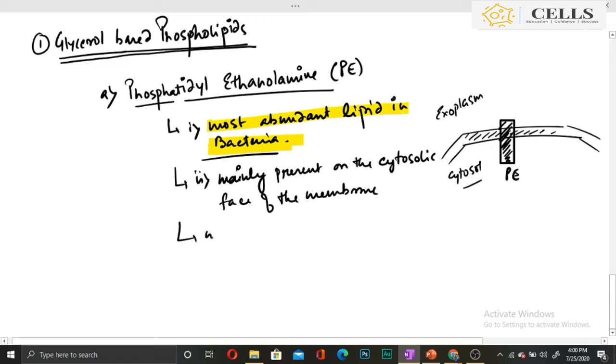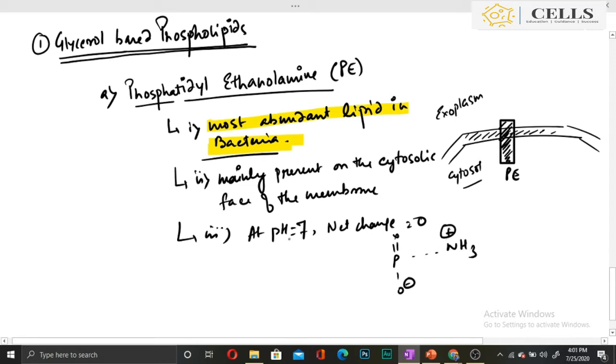Next, at pH 7, the net charge will be 0. Why? Because it is phosphatidyl ethanolamine, meaning there is a phosphate, so we will have an O minus, and the ethanolamine will go to the structure in biochemistry. We will see that it has this. So at pH 7 there will be equal negative and equal positive, so the net charge will be 0.